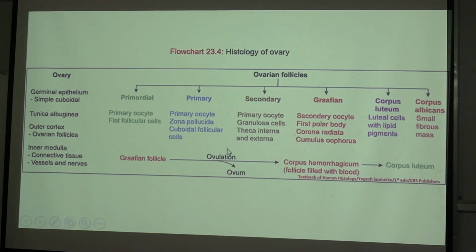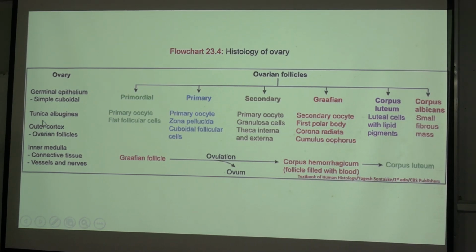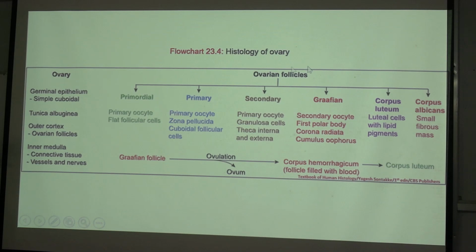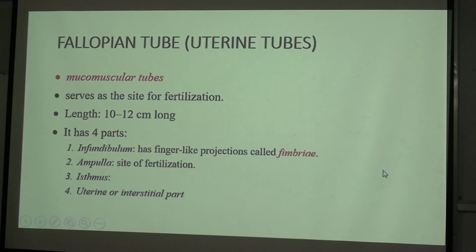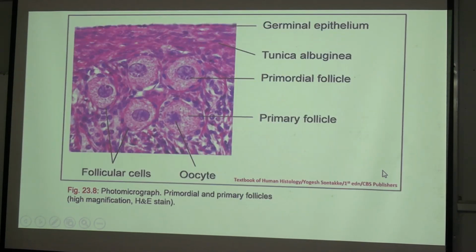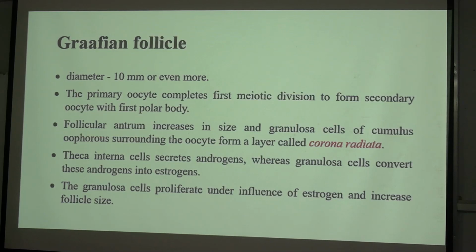So, this is what we are going to see in an ovary cross-section picture: the germinal epithelium, tunica albuginea, cortex and medulla, containing different stages of maturing ovarian follicles, from primordial to corpus albicans, depending on the stage. And this Graafian follicle after ovulation becomes the hormone-producing body we call the corpus luteum. Histologically, we are going to see this structure.